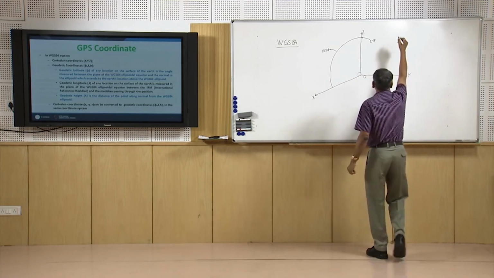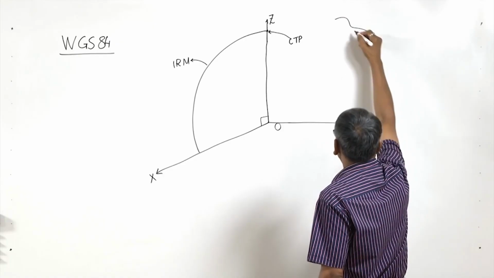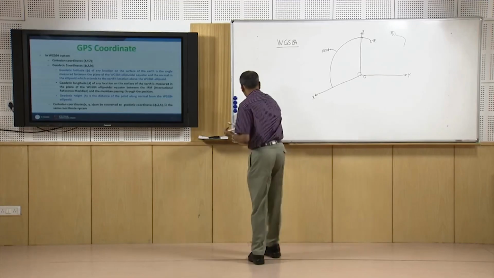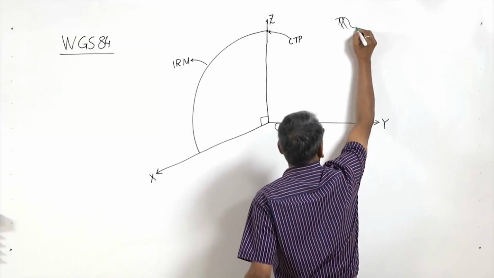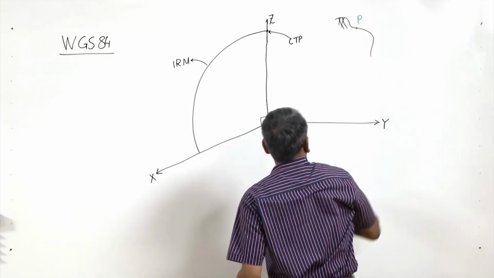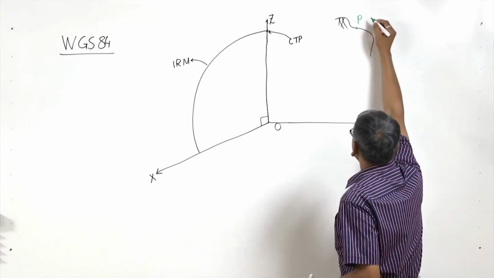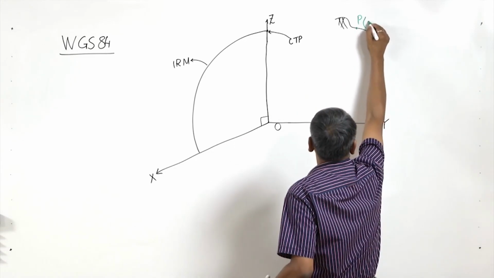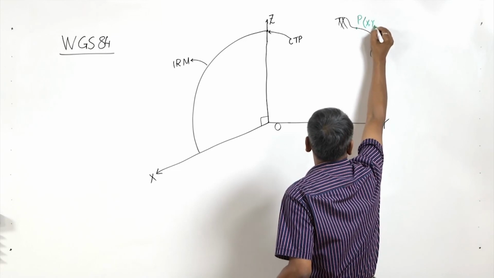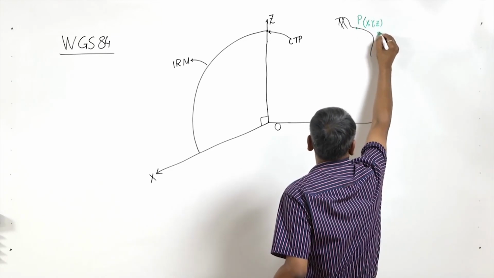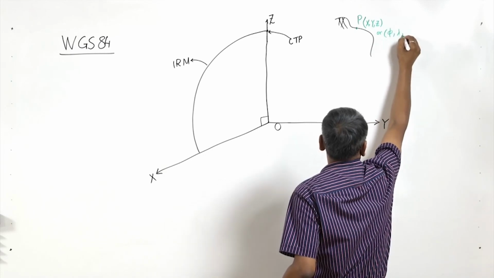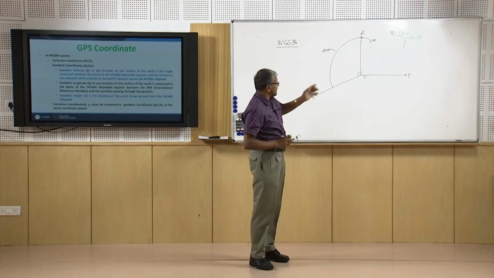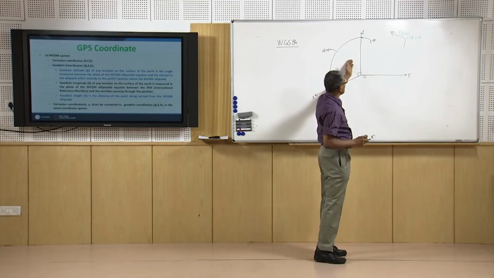Now if we say this is the earth and P is the position on the earth, now this P is the position of this point, then it can be defined by x, y, z, or it can be defined by phi, lambda, h. Now I am going to explain this with respect to our WGS 84 coordinate system.